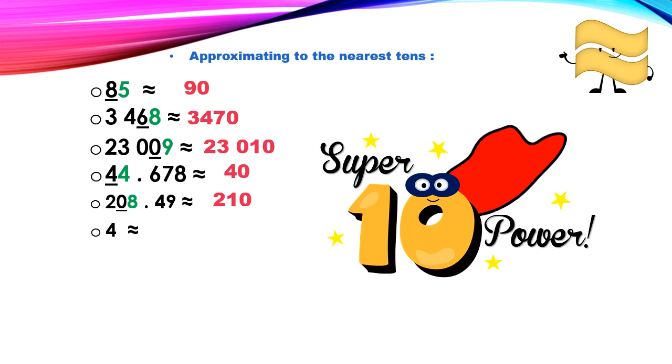Here I don't have a 10 place at all. What can I do? Is 4 closer to 0 or 10? Very good, 0. So the answer will be 0. I didn't do any approximation to the nearest 10. I couldn't change anything, so I put 0 as it is.